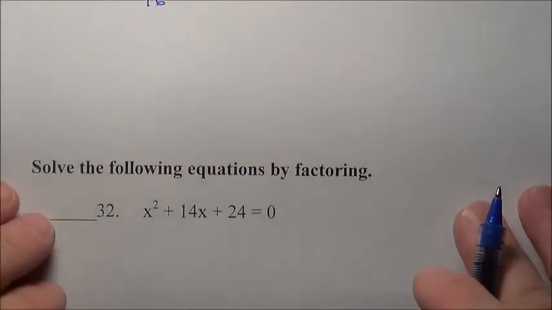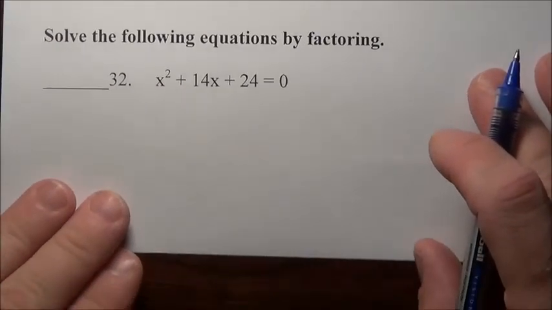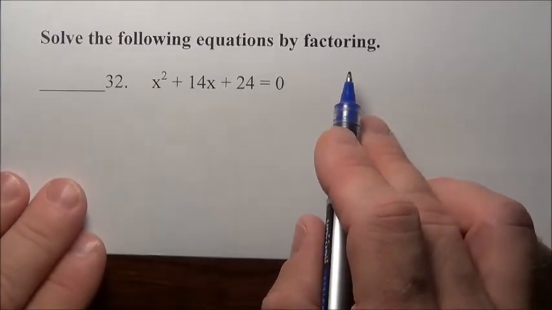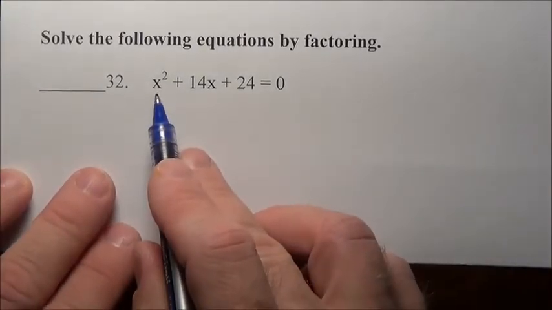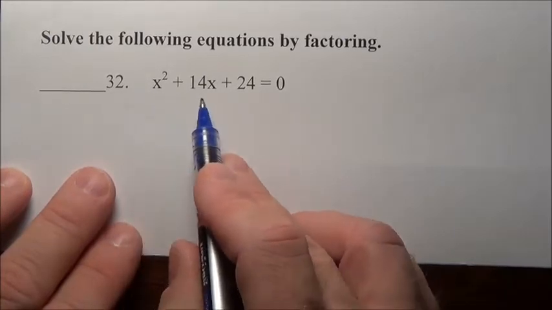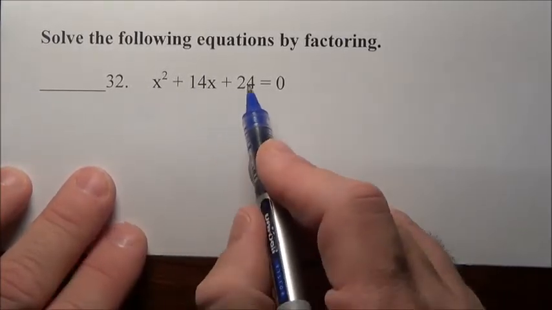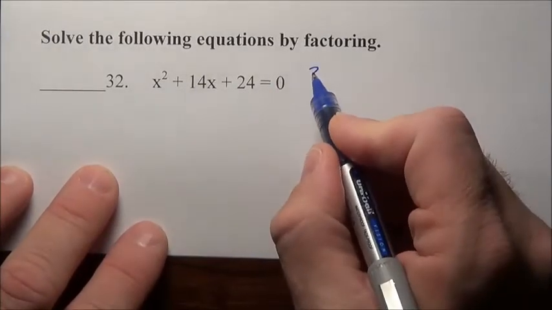Now let's look at another one we have here. Solve the following equations by factoring. Well, this is a basic x squared, a 1x squared, 14x, 24. So all I got to do is factor this. I have to think of the factors of 24.